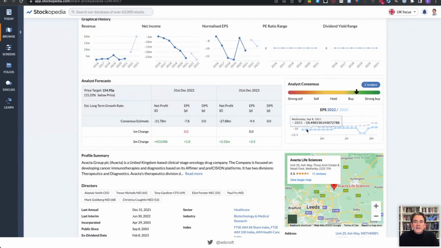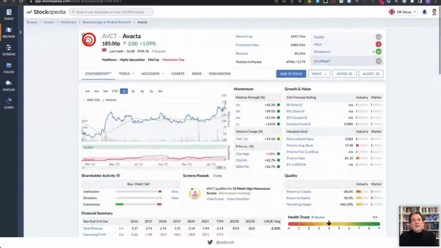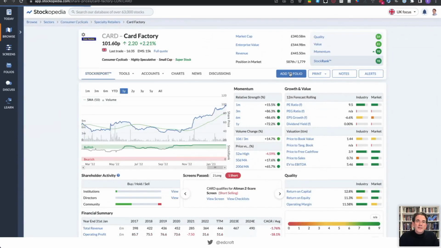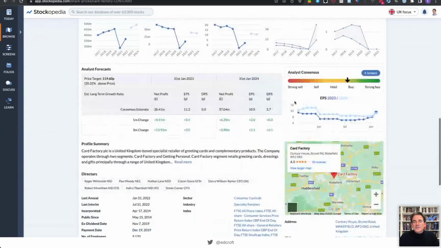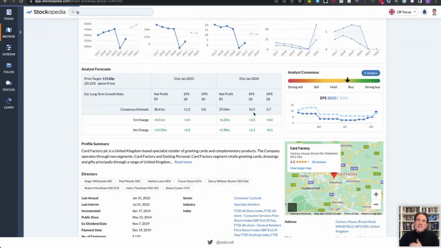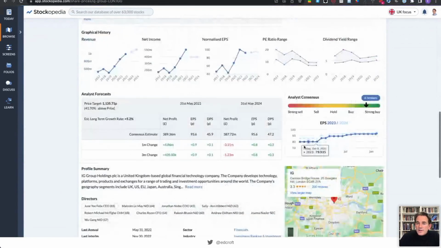And for 2023, this light blue line is the numbers forecast for 2023. So let's go and look at something, let's have a look at Card Factory again. And jump down here. So Card Factory, okay, there was a cut, it did cut forecast. It's not a good example. I think IG was the one that had it trending up. So let's have a look at IG's forecast, because they had more of an uptrend here.